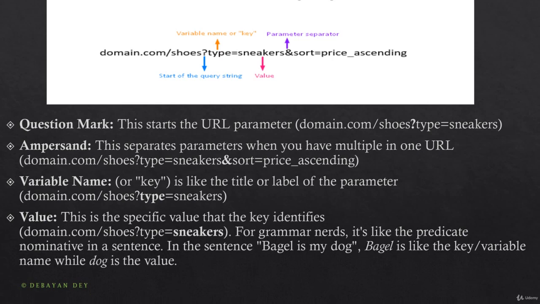For grammar nerds, it's like the predicate nominative in a sentence. In the sentence, Bagel is my dog, Bagel is like the key or variable name, while dog is the value.